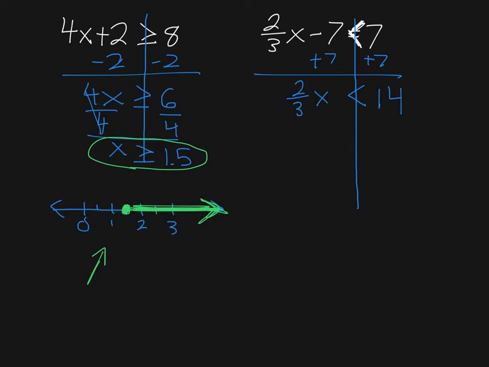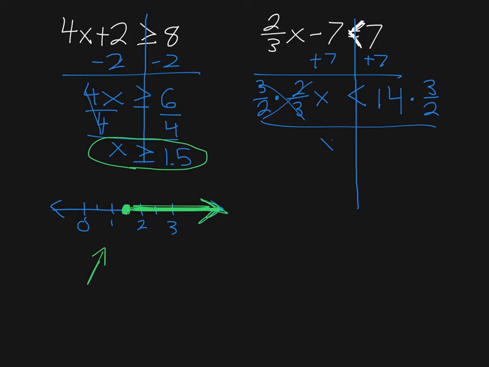Now, problem here, I have 2/3 times x. Now, I could do a couple different things. I could divide by 2/3, but remember, dividing by a fraction is really the same as multiplying by its reciprocal. So I think this will be an easier way to solve this problem. These will cancel. That'll give me 1.